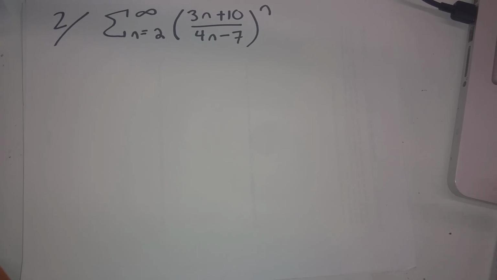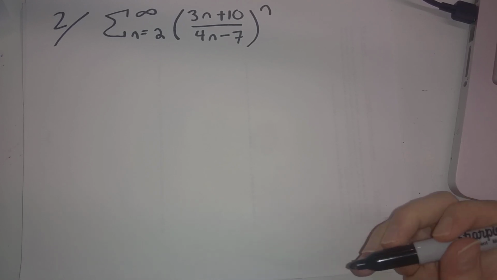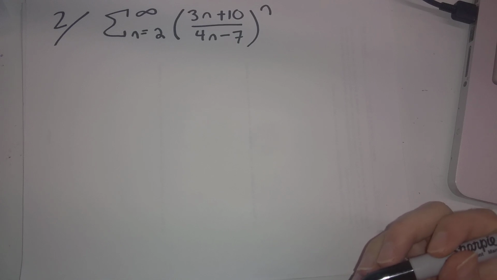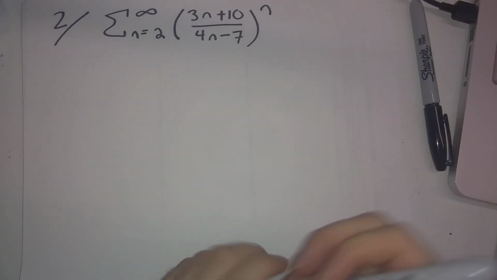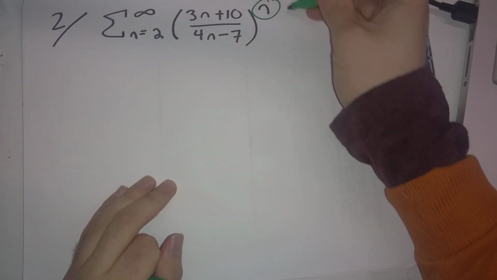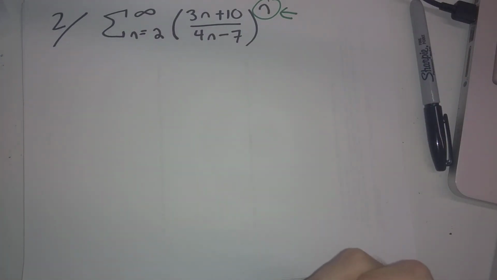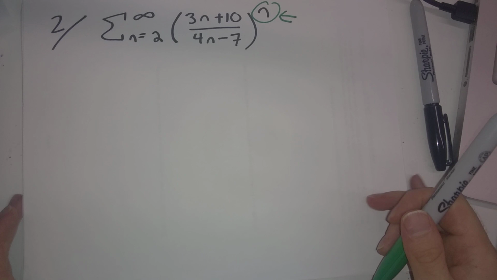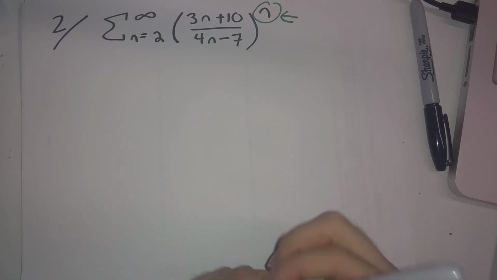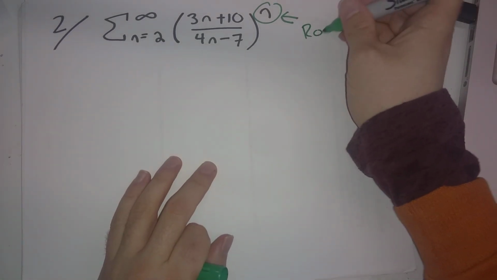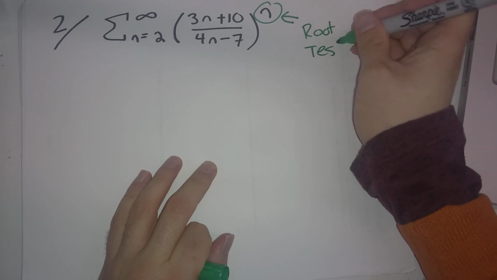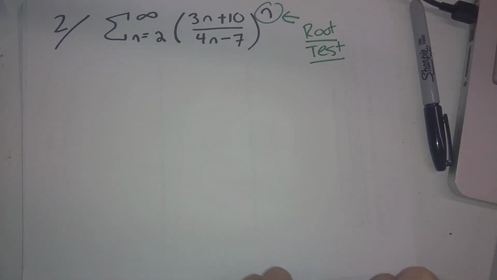Question number 2. Determine the convergence or divergence of this series, the sum from n equals 2 to infinity of (3n plus 10 over 4n minus 7) all raised to the nth power. Okay, so what test to use? The big giveaway is this right here. We are raising some function of n to the nth power, so this really strongly suggests that we should be thinking about the root test.